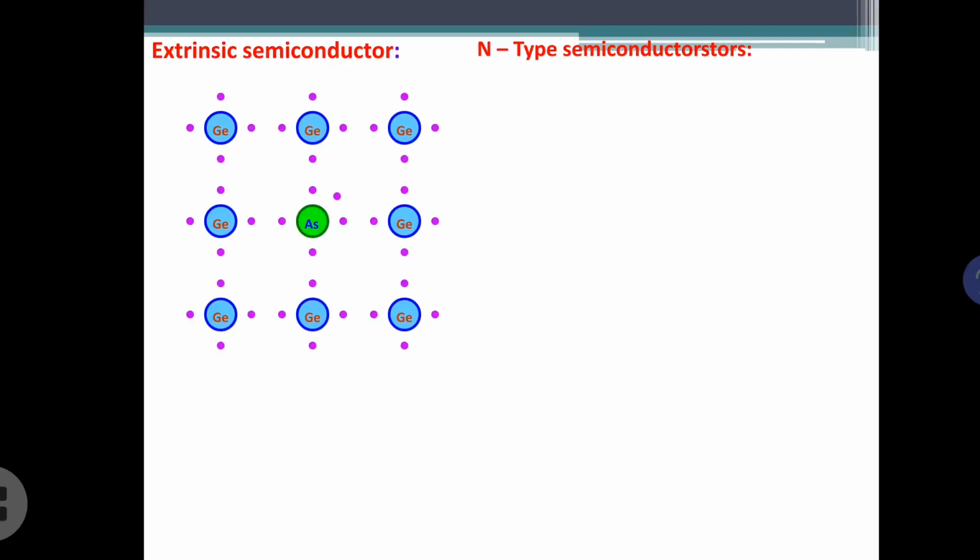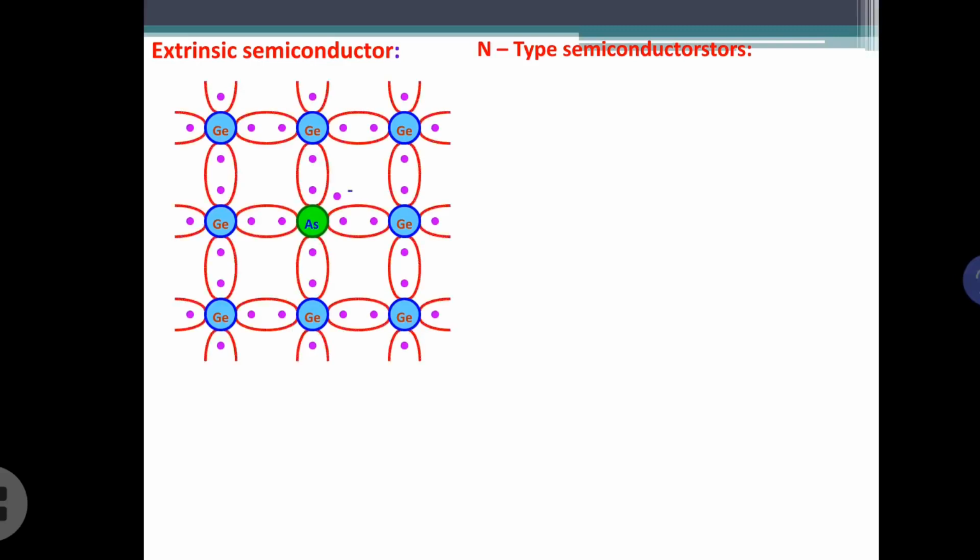Okay, the arsenic atom you can see there is a pentavalent atom. That means valency 5, group 5 elements. So this particular arsenic has 5 electrons in the valence shell. The 4 electrons of the arsenic will make covalent bonds with the 4 neighboring germanium atoms, and 1 electron of the arsenic will be left free, isn't it? So that electron is free, which will improve the conductivity of this particular germanium material.